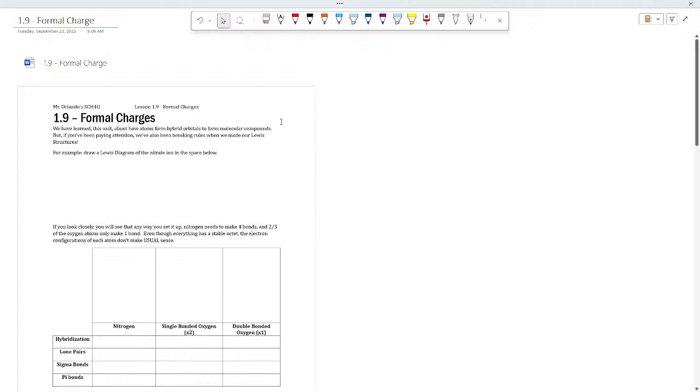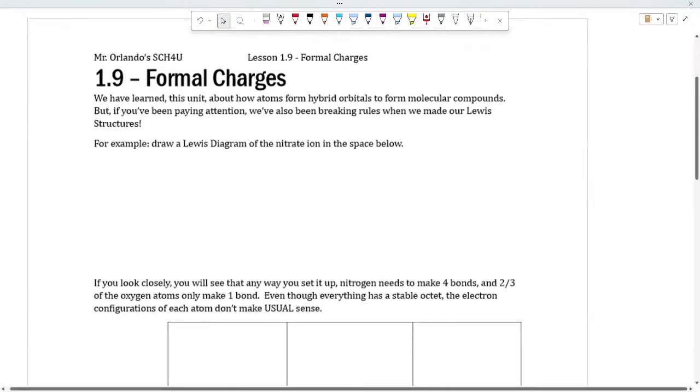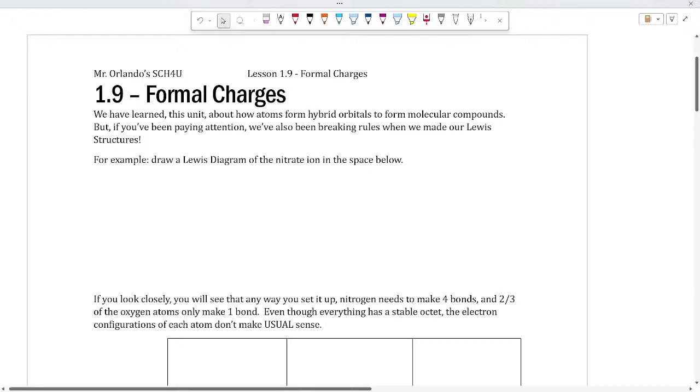All right. So today we want to just talk about something, and today's lesson is actually pretty simple. It's fairly straightforward, but it's going to pave the way for handling difficult cases. All right? So the concept today is something called formal charge. Formal charges. So you've learned in this unit about how atoms form hybrid orbitals to form molecular compounds.